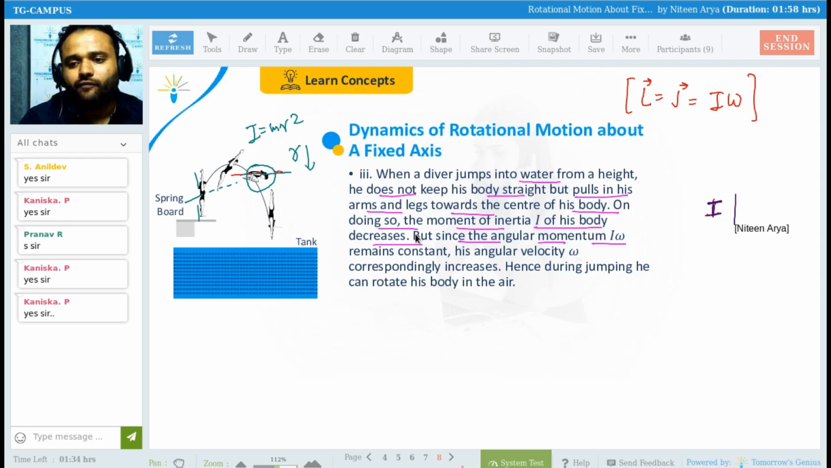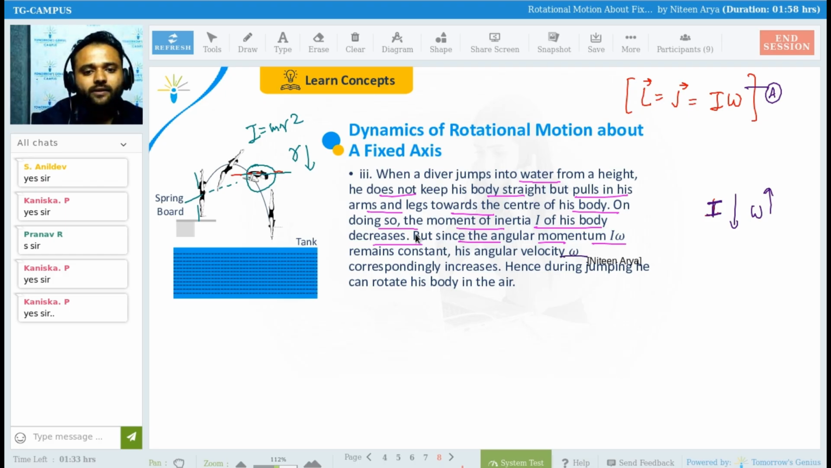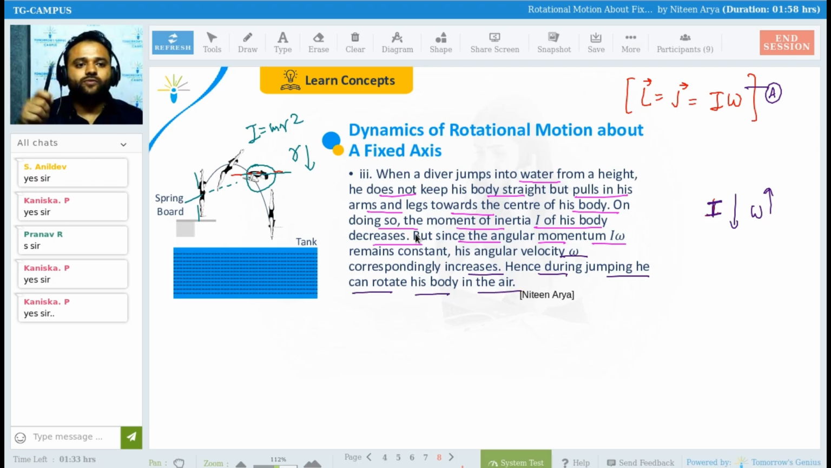And if I is going to decrease, then to keep this equation, L constant, omega needs to increase, and that is what is written over there. His angular velocity omega correspondingly increases, hence during jumping he can rotate his body in the air. So that is why they are able to rotate their body easily.